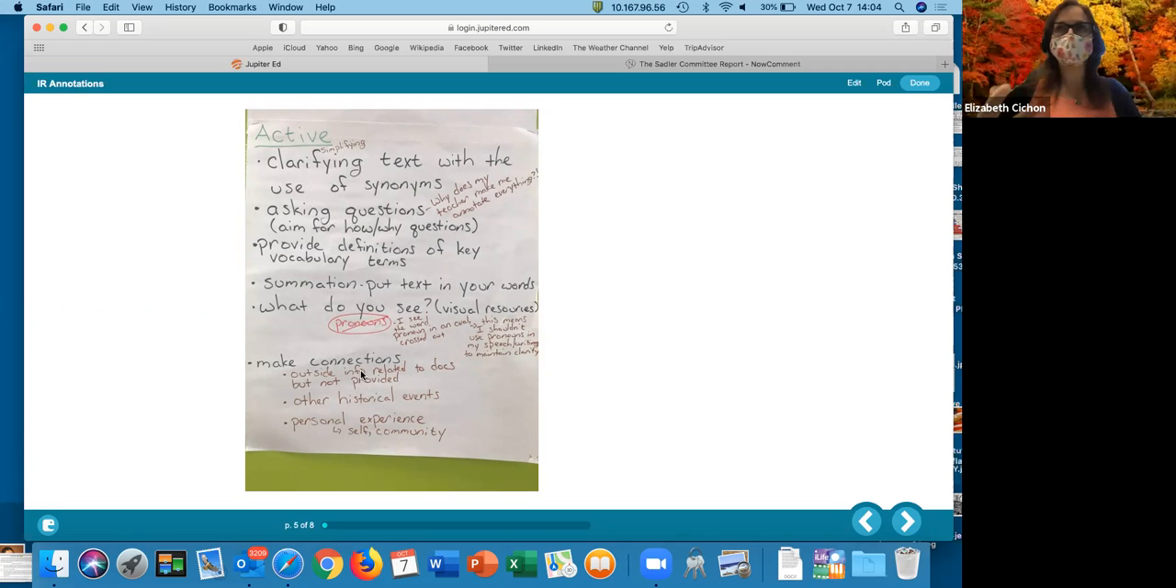So if you are reading something and you have a personal connection, something similar that happened to you, something that happened to somebody you know, something that's going on in your community, make that connection. Those are valid. And those are usually some of the deepest analysis that we can provide when we start thinking about why things occur.